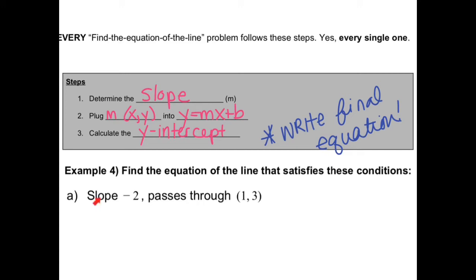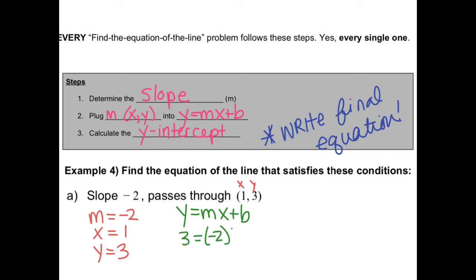So in taking a look at this example down here, it says find the equation of a line. We are given the slope and it passes through a point. So remember that we need the slope, and then we're going to plug in m, x, and y. So I am given the slope in this problem, so m equals -2. I'm given x and y, so x equals 1 and y equals 3, and I can plug those values into y equals mx plus b. So the only thing I will be missing is my b, which I can solve for.